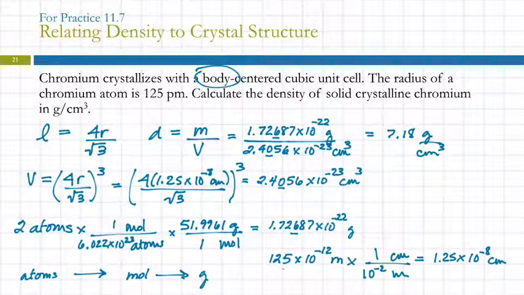Hey Siri, what's the density of chromium? The density of chromium is about 7.14 grams per cubic centimeter.